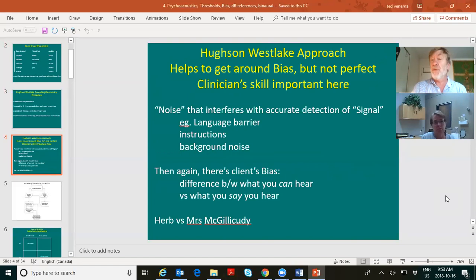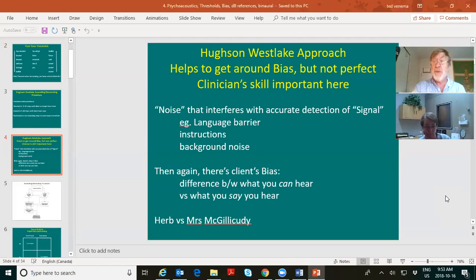Noise that interferes with an accurate detection of the signal, being the tone, can be language barrier, instructions, background noise. Then again, there's client bias: the differences between what you can hear and what you say you hear. I'm going to put a star by that. What is client bias? The difference between what the client can hear versus what the client says he or she hears. And think of Herb versus Mrs. McGillicuddy. That's why I put those two names on the bottom of the slide.